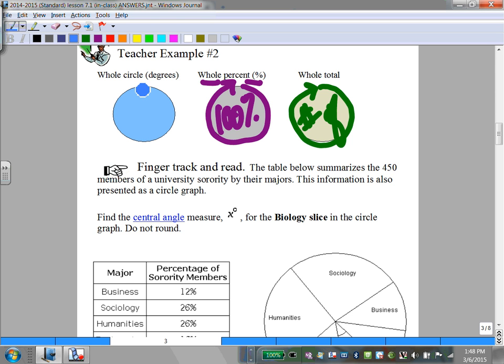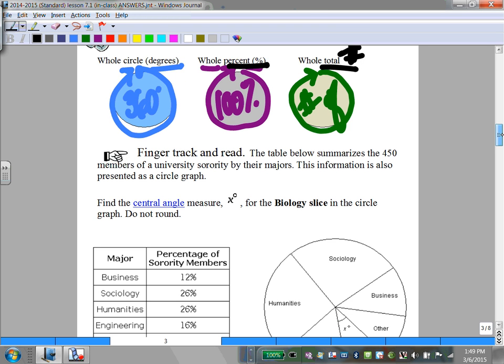A third way, I'd like you to go all the way around, is to look at it as a physical circle. How many degrees out loud? 360. Okay, so there are 3 different ways to look at a pie chart. Degrees, percent, total number. Now, I'm not doing this whole problem with you. I'm just going to get you set up.